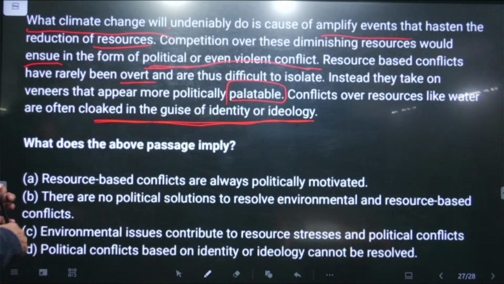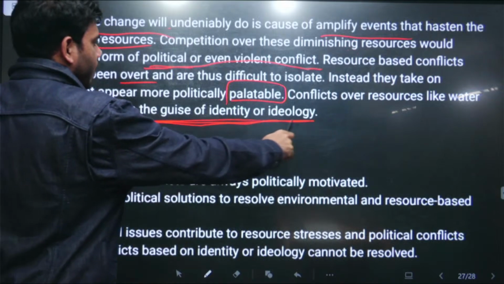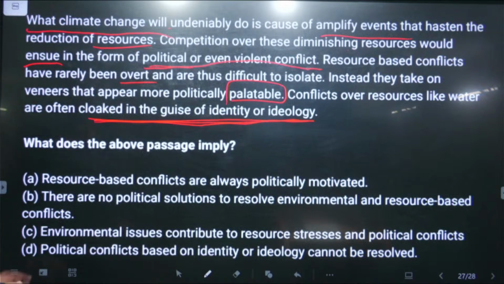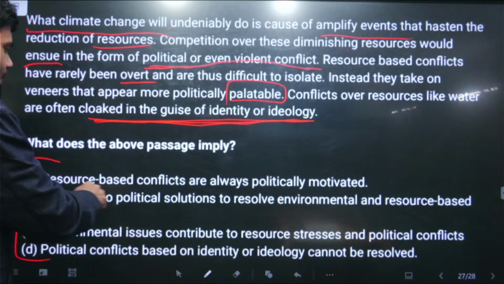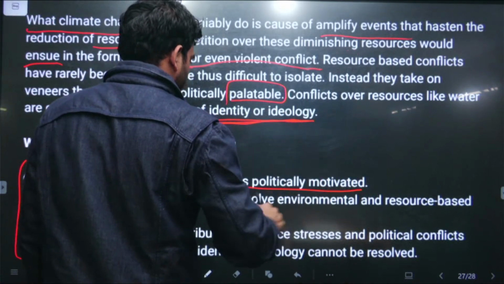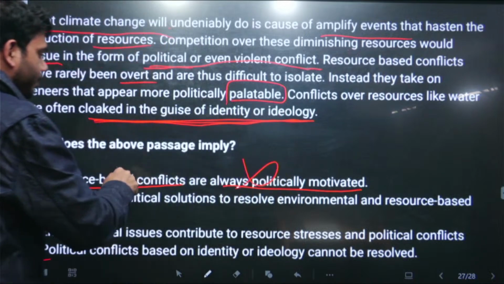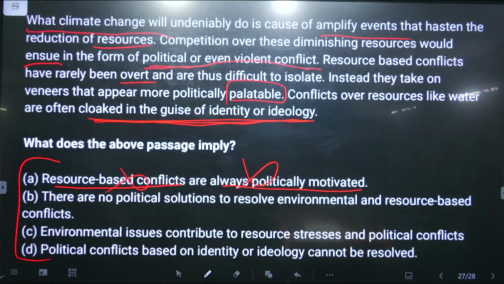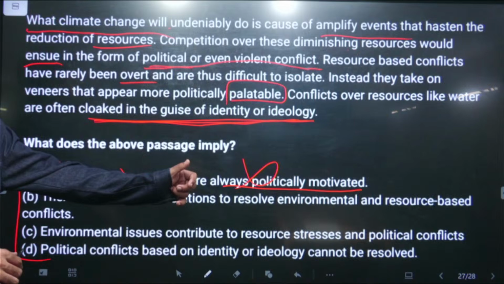Conflict over resources like water are often clothed in the guise of identity and ideology. So after that, which of the following is implied from the following passage? We need to find this. Resource based conflicts are always politically motivated. So see, this is completely wrong. This was never said in the question. This kind of thing is never taught in this paragraph.